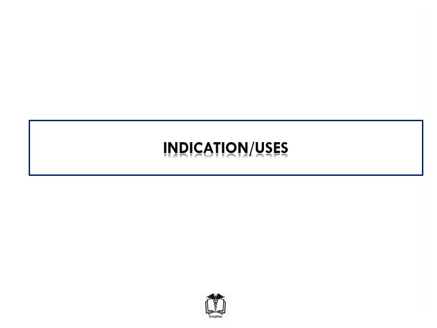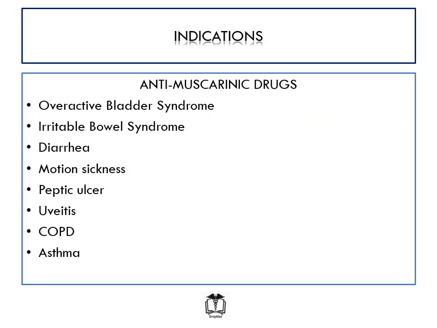What are the uses of our cholinergic antagonists, starting with the antimuscarinic agents? Antimuscarinic drugs are used for numerous reasons, one of which is a condition called overactive bladder syndrome, as well as irritable bowel syndrome and diarrhea. Overactive bladder syndrome is a scenario where there's excessive urination occurring, and our antimuscarinic agent will block muscarinic receptors and reduce micturition from there.